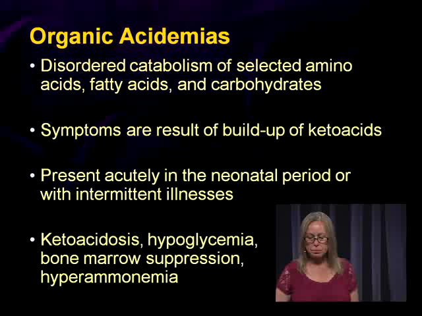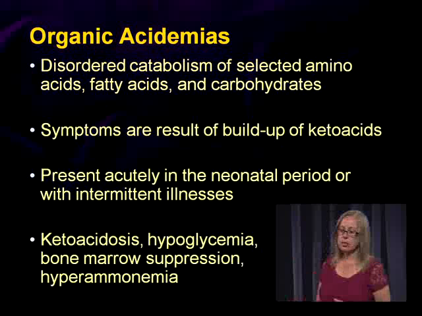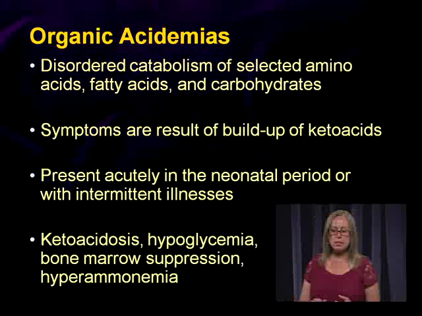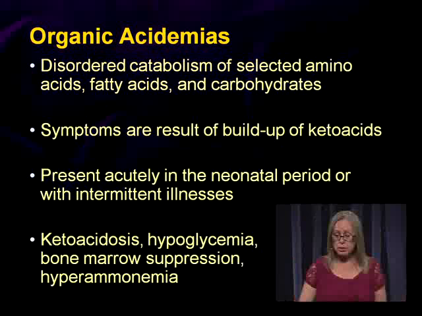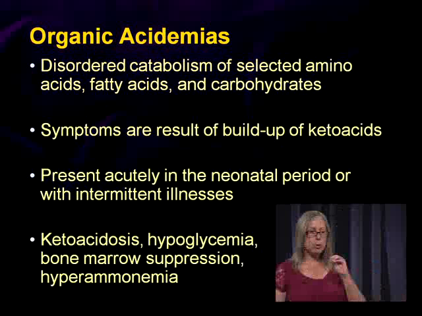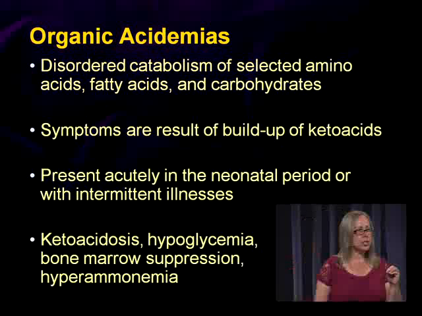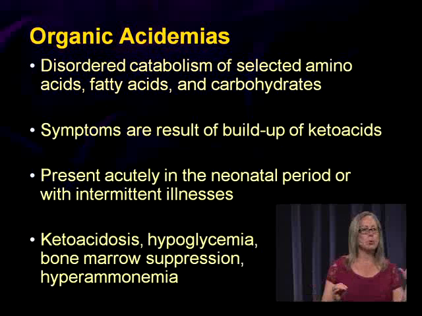So you'll see ketoacidosis, hypoglycemia. Some will have bone marrow suppression. And those abnormal acids, the more acidotic you get, it impairs your urea cycle. So you get a secondary impairment and an elevation of your ammonia. But the ammonia should not be as high as the people who have a true inborn error of their urea cycle.